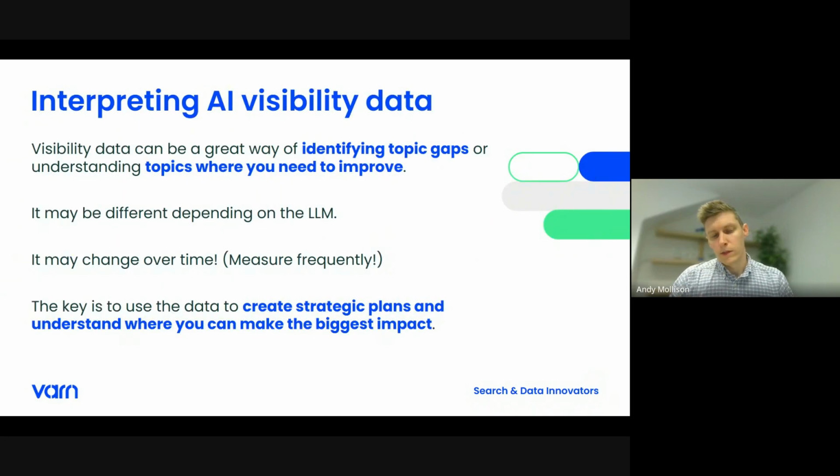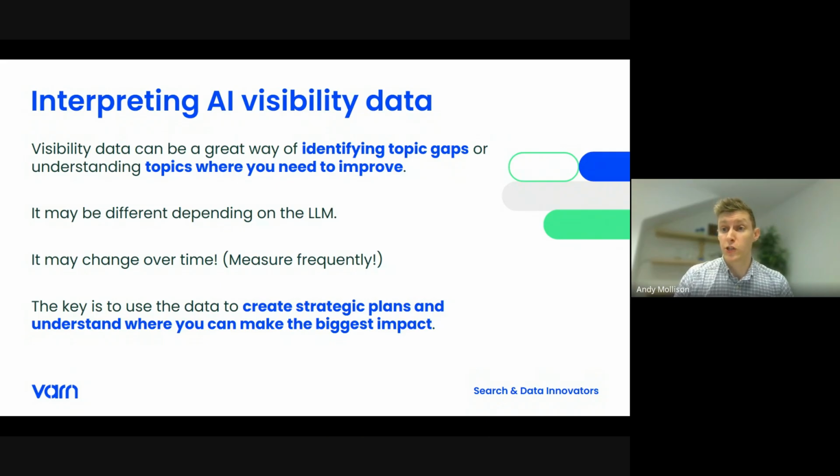So yes, it can be a great way of identifying topic gaps where you need to improve. It could be different based on LLMs. We've certainly seen for some brands where they're just not visible on ChatGPT because the way that ChatGPT gathers data is different to how Gemini captures data. So it could be there's an issue there, and is that a particular thing you need to change? And it will change over time as well.